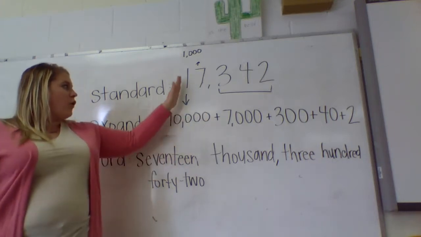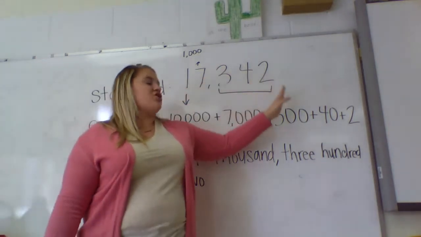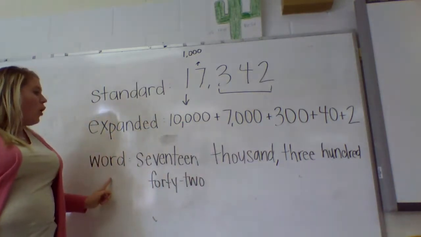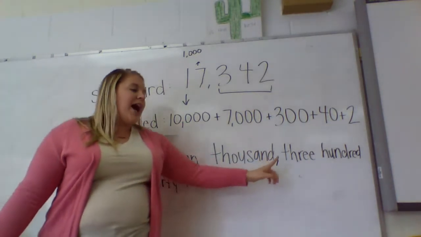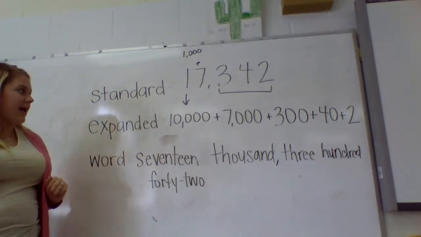So your standard form is just like your regular number. Your expanded form is you break each digit down by its place value. Word form is you have to write it out the exact way that you would say it.